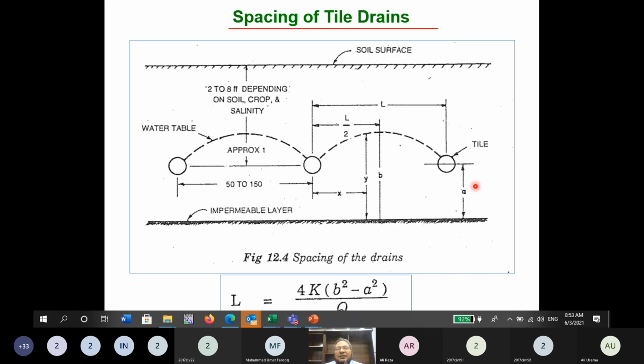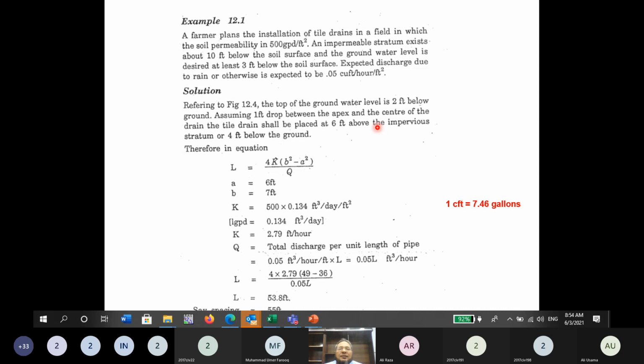है ना? So what the farmer wanted, actually the water table was much closer to the soil surface, maybe 1 foot or even less than 1 foot. The water table was here. So he wanted to drop this water table to 3 feet. So it means this distance he wanted 3 feet. So that's how he has achieved it, by providing a tile drainage system. And expected discharge due to rain or otherwise is 0.05 cubic foot per hour per square feet.